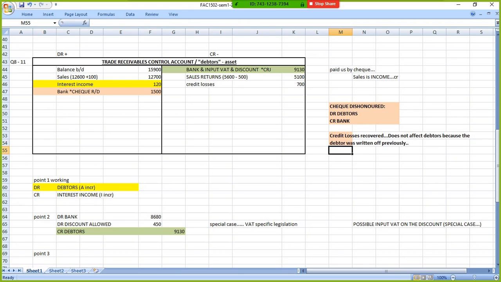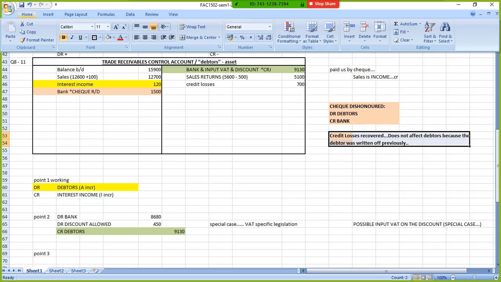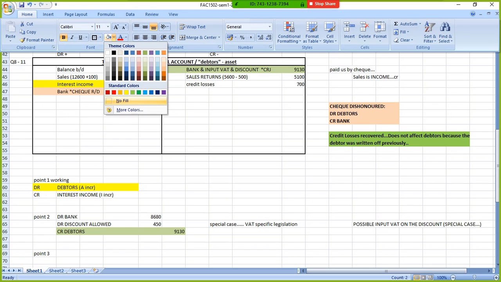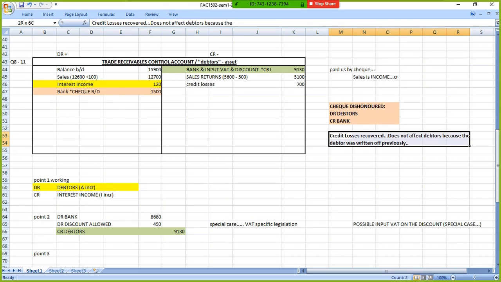You've written them off, so you can't reinstate them. Once you write them off, you write them off. The past is the past. You don't show the debt that you had and then pay it off again. That doesn't work. Once you write off a debtor, it's the end. Make sense?